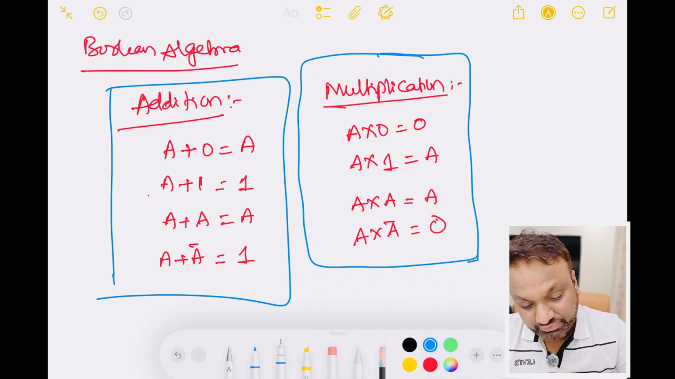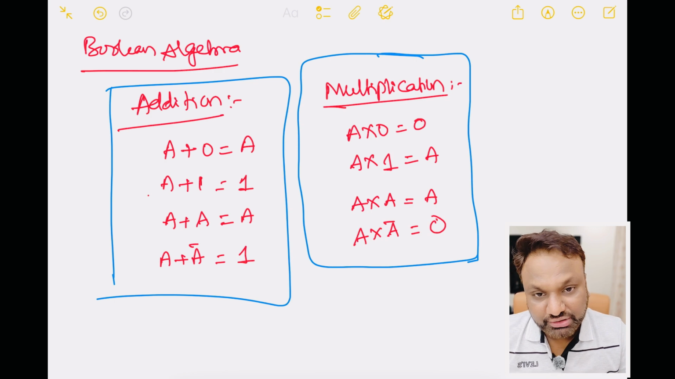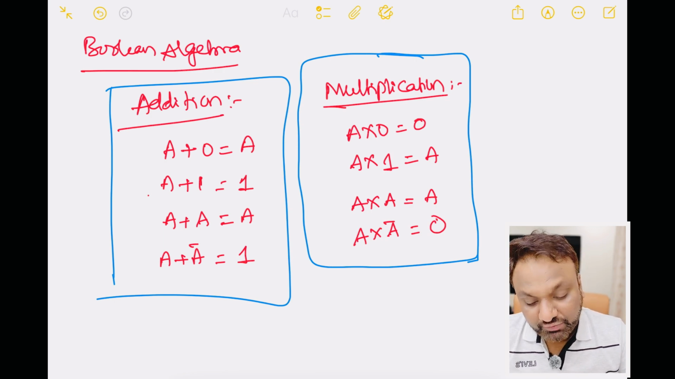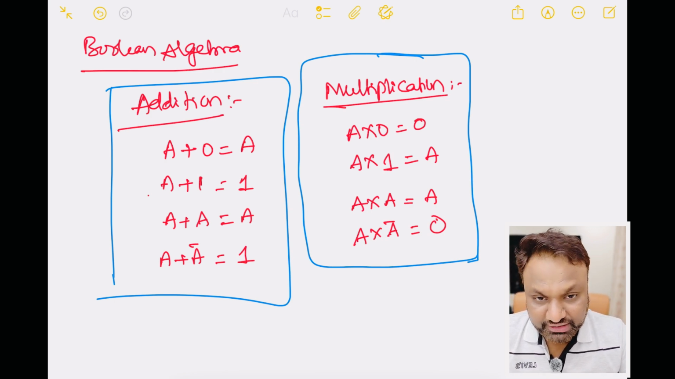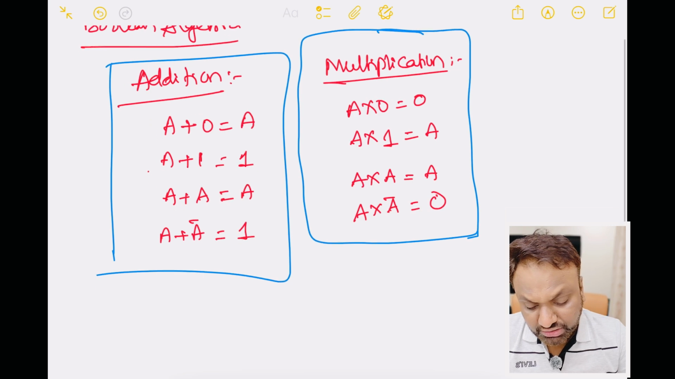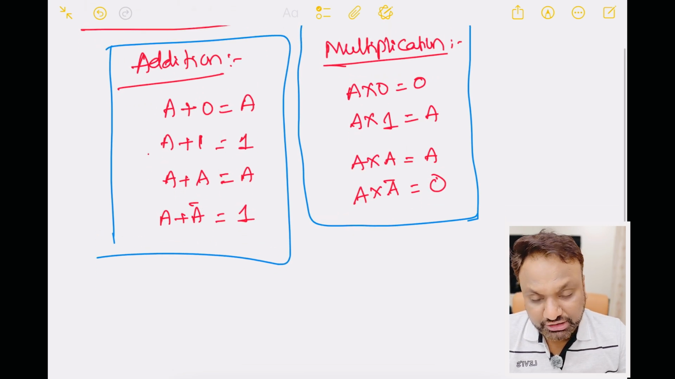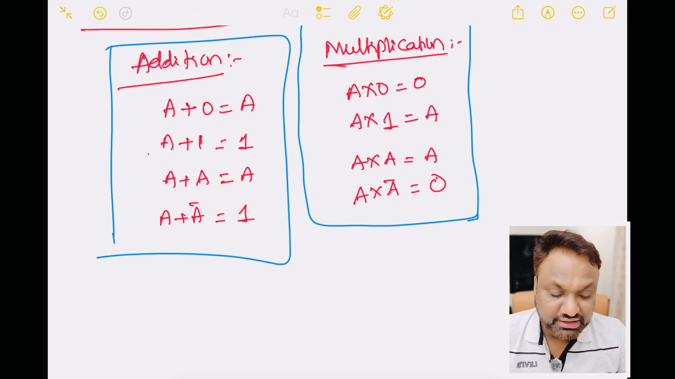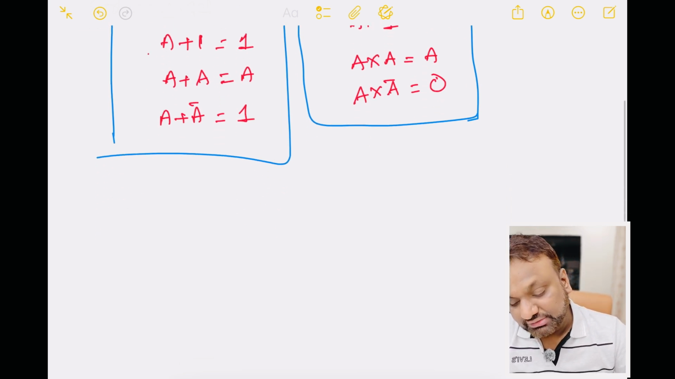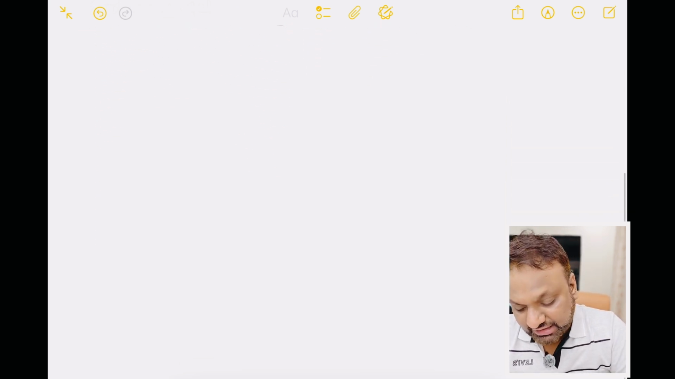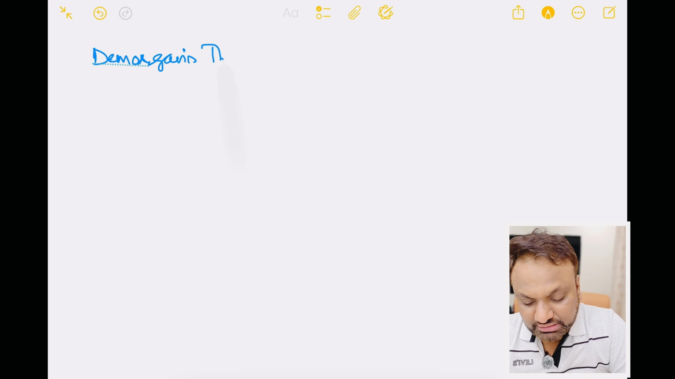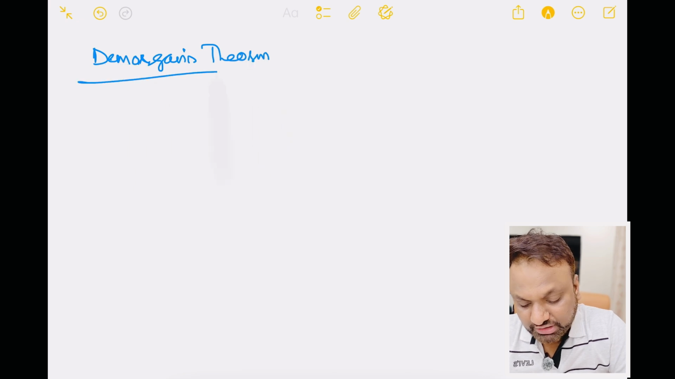So these are the simple laws, the addition law and multiplication law. By using these Boolean postulates, we can reduce the number of variables being used in the design. So this is one thing, and the second one is DeMorgan's law. Okay, DeMorgan's theorem. What does DeMorgan's theorem say?